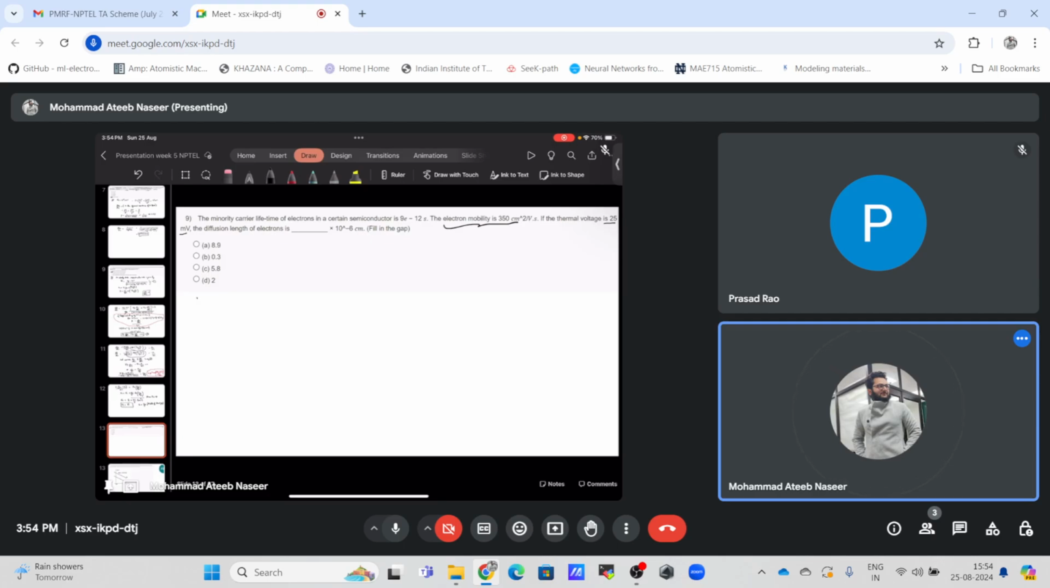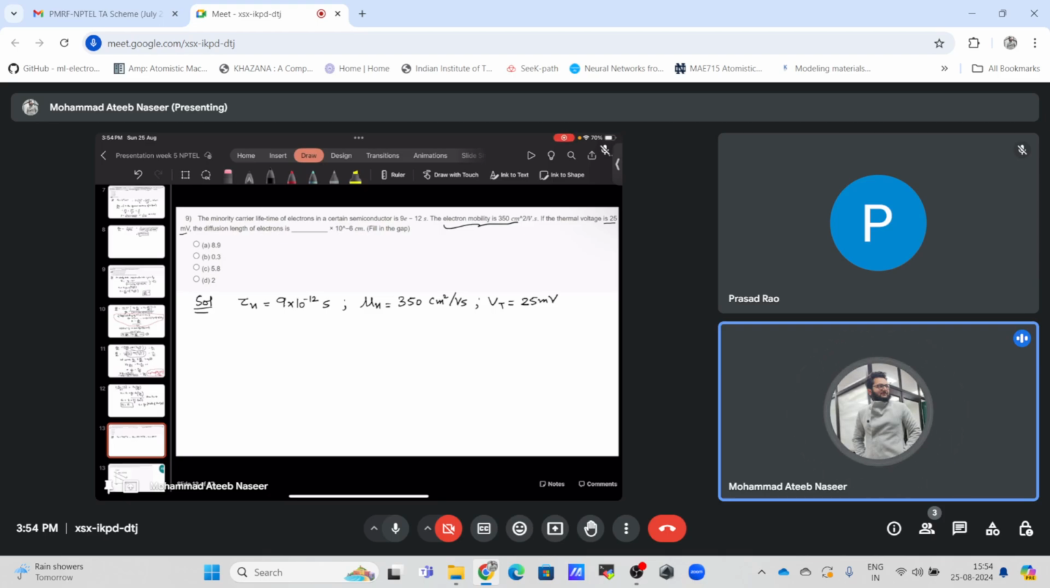So let's first evaluate what we have been given. We have been given the value of this tau n, which is the minority carrier lifetime, which is 9 into 10 to the power of minus 12. Mu n is simply 350 centimeter square per volt second. And also the thermal voltage is 25 millivolts.